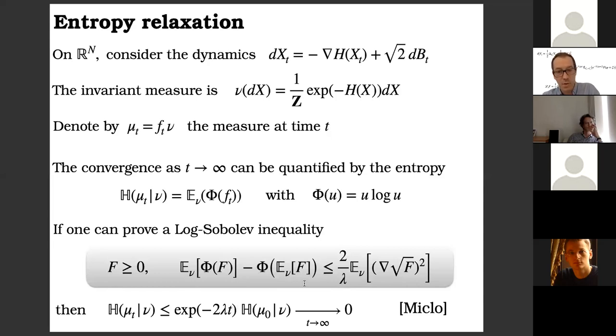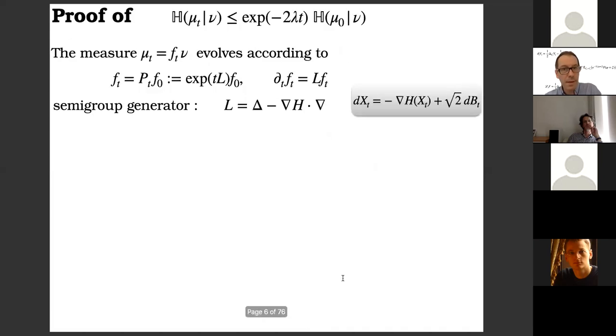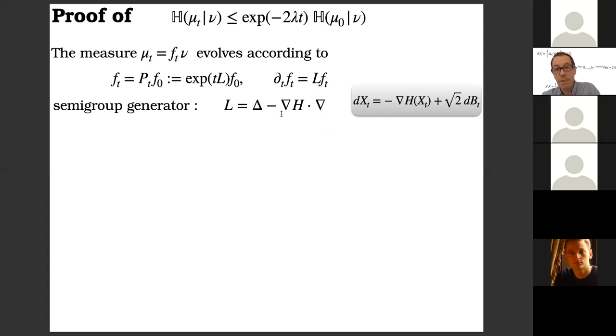It's through this Log-Sobolev inequality that one can obtain very quantitative estimates on the relaxation of some stochastic dynamics to its invariant measure. And this is measured in terms of lambda, which is the constant in the Log-Sobolev inequality. In order to explain how this exponential decay is obtained, I would like to introduce a few notations which will be useful throughout the talk. Basically, we're starting from a stochastic dynamics, but this can also be represented in terms of a semigroup, and the function f t is given by the evolution of the initial data along the semigroup generated by the following generator L, which is the Laplacian minus gradient H times gradient. So this stochastic dynamics boils down to this semigroup representation.